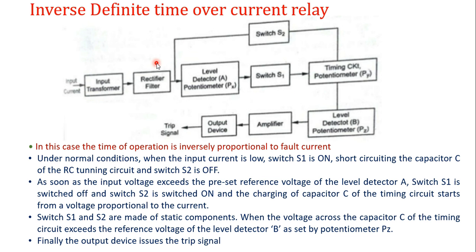So here there is input transformer, rectifier, level detector, and along with that there is switch S2 which determines the time of operation. This S2 works according to the input current. So, depending on the input current, there is an RC timing circuit here. In the timing circuit, there are some capacitive elements which are charged according to this current value. So, the timing of this circuit is determined by the current value. This is called inverse definite time over current relay.